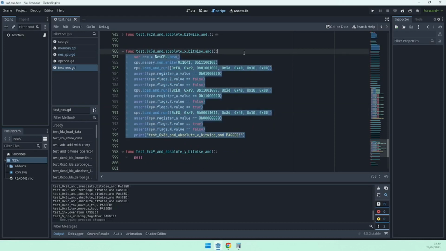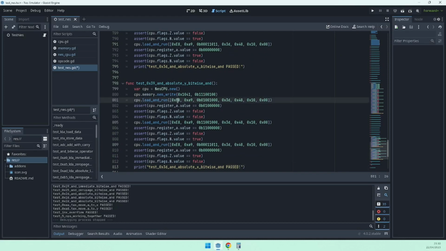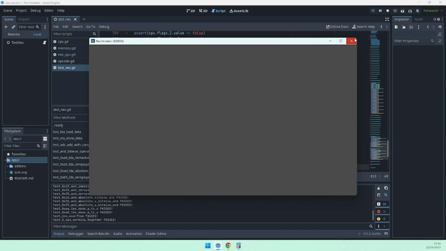Okay, we have absolute X working. Let's go with absolute Y. In this one we are going to increase Y instead with C8, and the rest should be all the same except of the instruction 39. And change the print and give it a run and pass it.